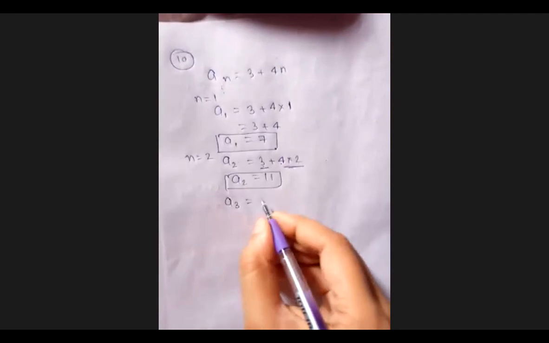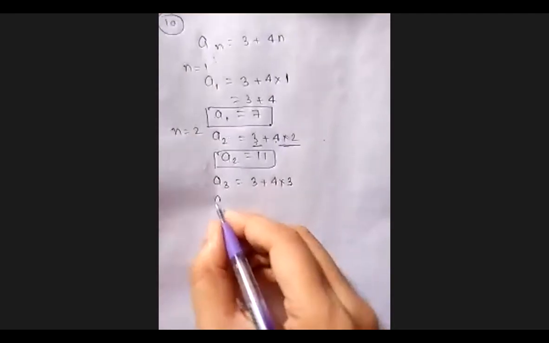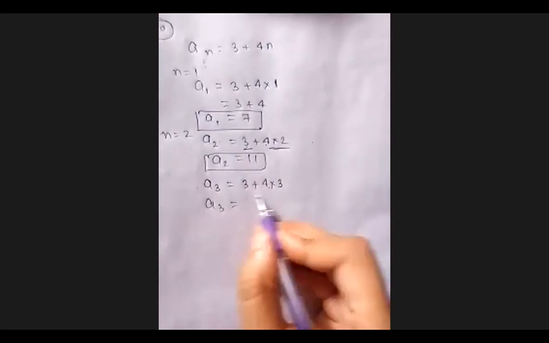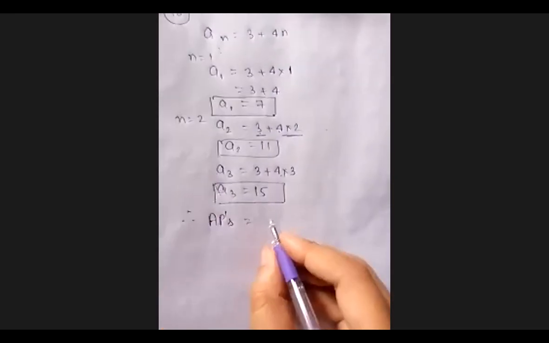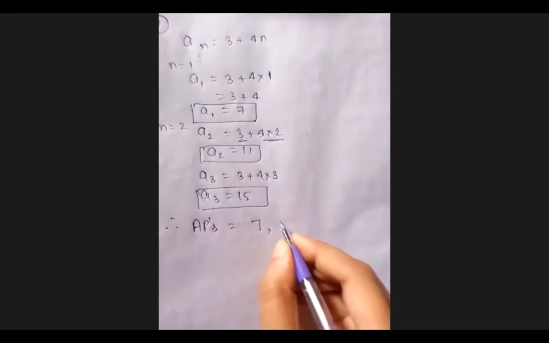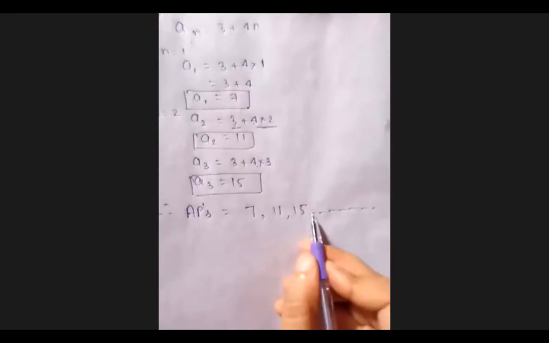So A2 is 11. Similarly, what will A3 be? 3 plus 4 into 3. So A3 equals 4 threes are 12 plus 3, 15. It means the AP that you are making is 7, 11, 15 and so on. This is the AP that you have formed.